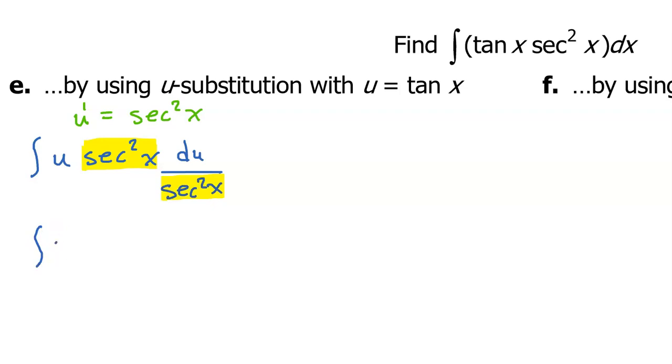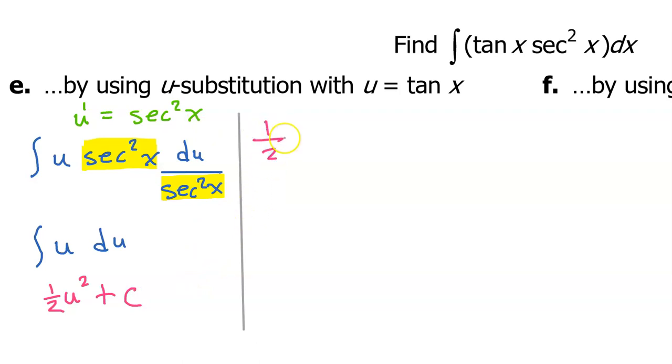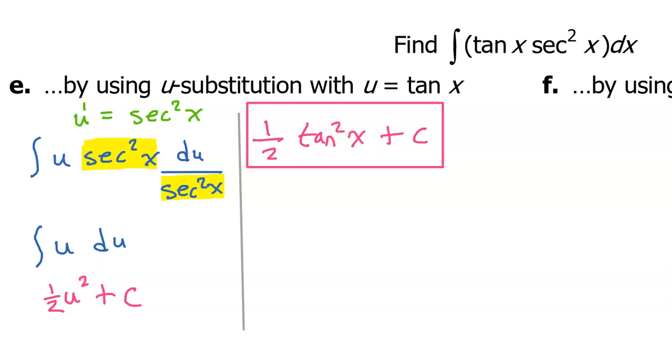That leaves us with the integral of u du. Increasing the power by 1, we get u squared. And then dividing by our new power, we have this 1/2 in the front and plus c. Now putting tangent back in, we have 1/2 tangent squared. We have u squared, so it'll be tangent squared x plus c.